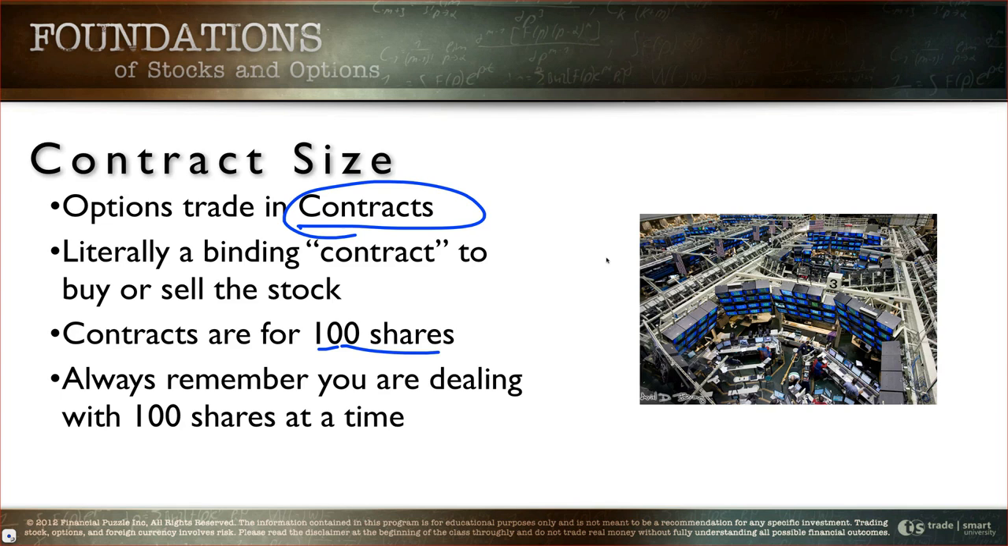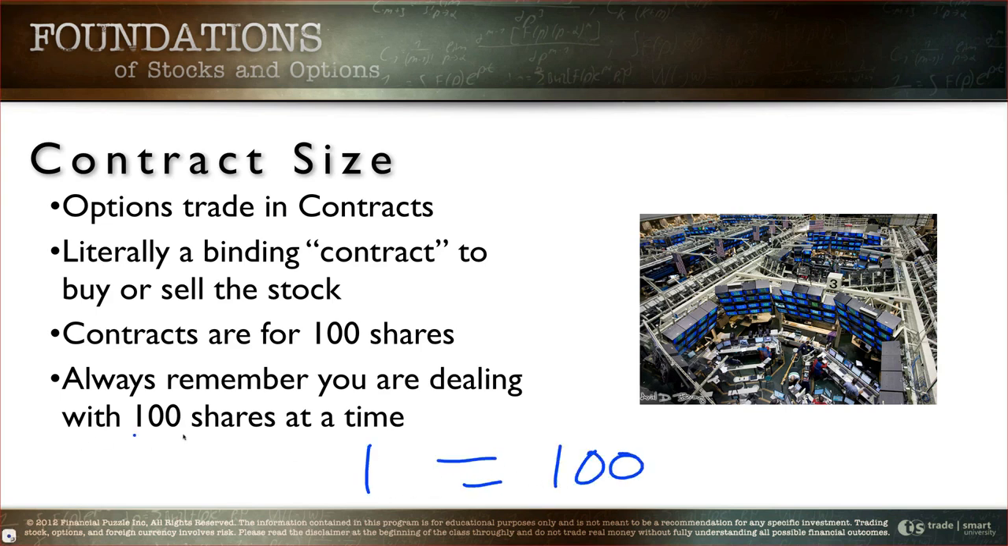Well, this is an insurance policy for your stock. Of course, the call option is the contract for the right to buy the stock, and the put option is the contract for the right to sell a stock. So you need to always remember, whenever you trade one contract, it equals 100 shares of stock.